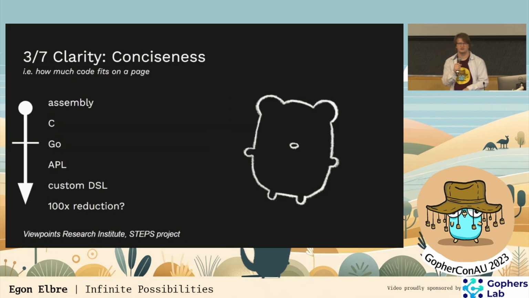Conciseness, there's no intrinsic value maybe in conciseness, but let's say you wanted to do a 100 times reduction of your code, make it 100 times shorter character-wise. What would happen to your code? I'm sure you would discover a lot of powerful abstractions that can be combined in different ways. So Viewpoint Research Institute did a STEPS project which ended up with less than 20,000 lines of code to implement a document editor, graphics pipeline, compiler, and all in 20,000 lines of code, right? Or less than, actually.